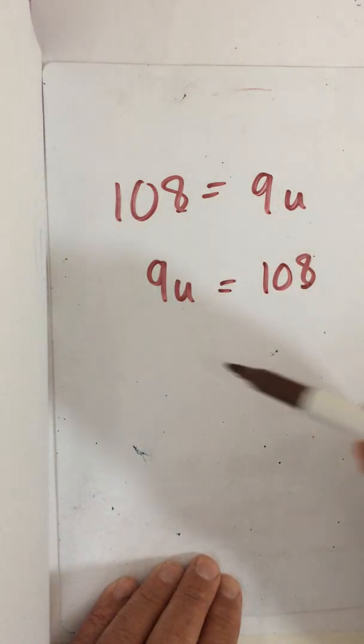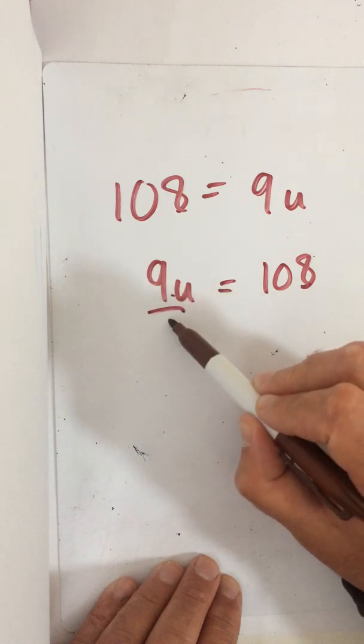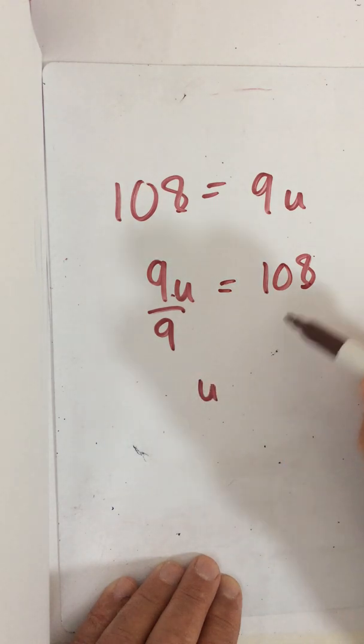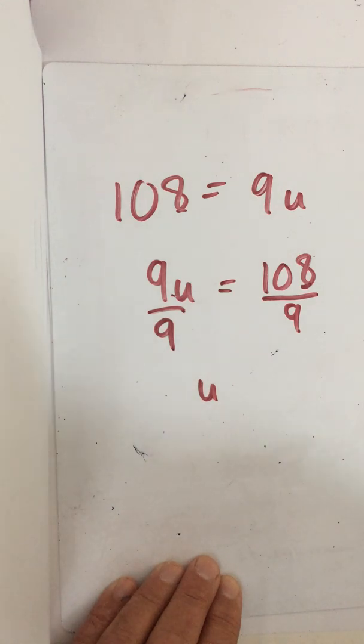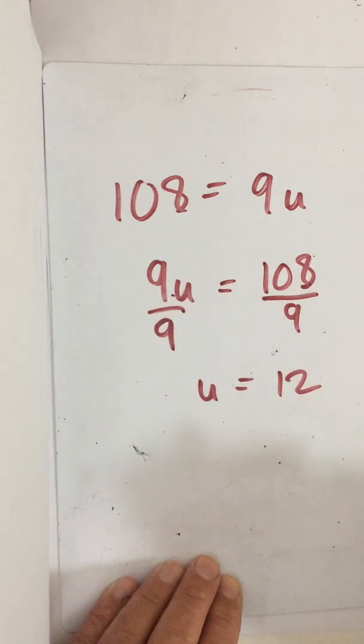Okay. Now I want to get rid of this 9 times. So I do the opposite of times and I divide by 9. Okay, which leaves me with u. I do the same on this side. Divide by 9. How many 9's in 108? 12. 9 times 12 is 108.